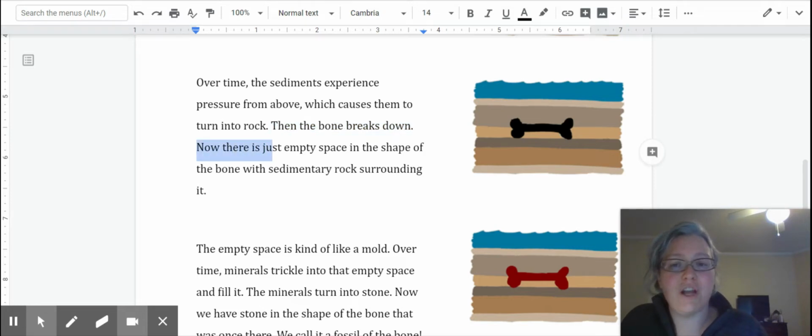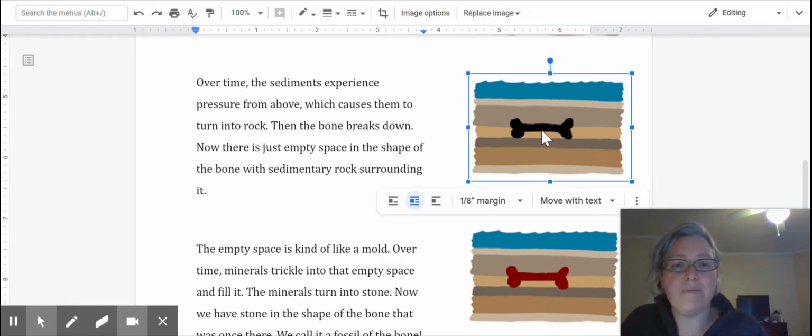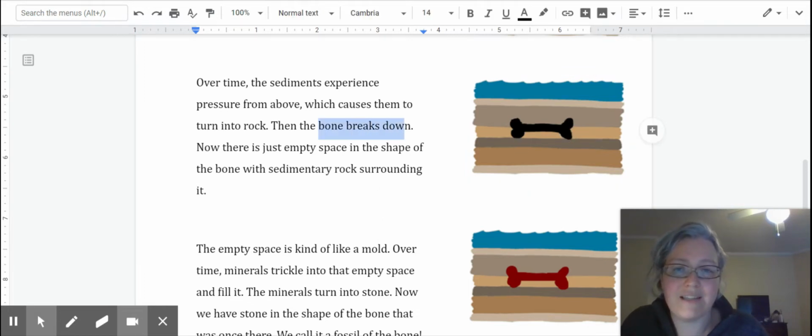Now there is just empty space in the shape of the bone with sedimentary rock surrounding it. Well, I noticed that now in this picture, that bone shape is dark black. And it says now there is empty space in the shape of the bone. So I think the reason they changed the color here is because now it's empty space. And I read here that it's because the bone breaks down.